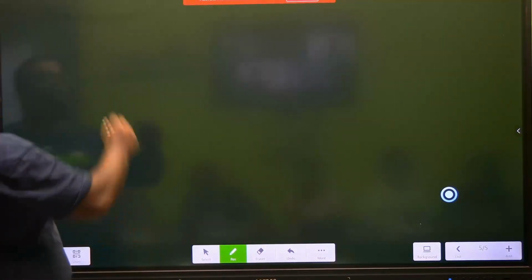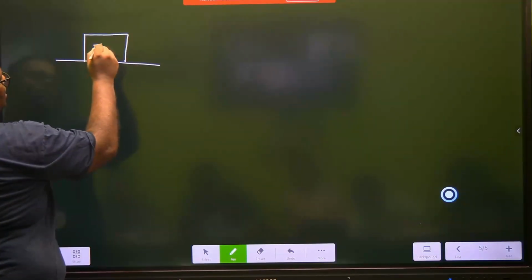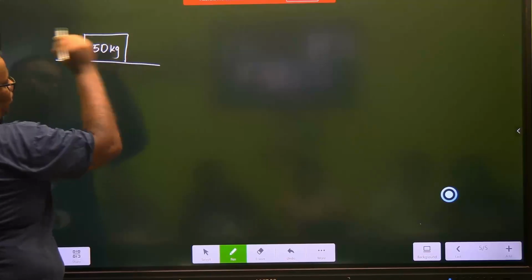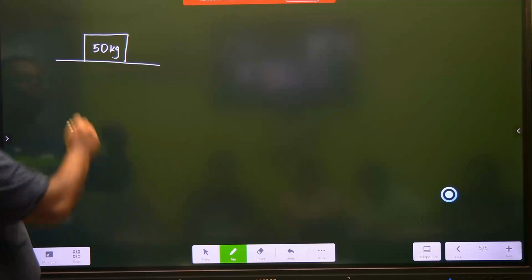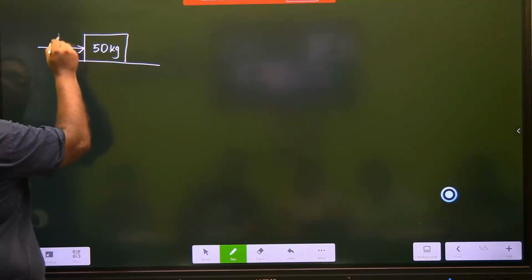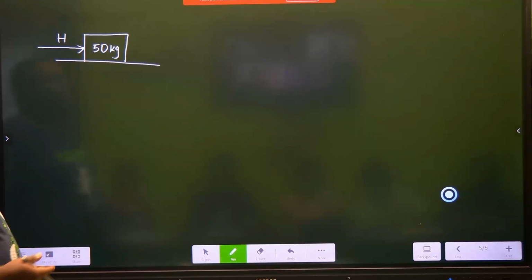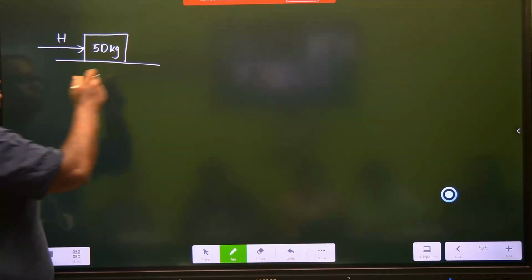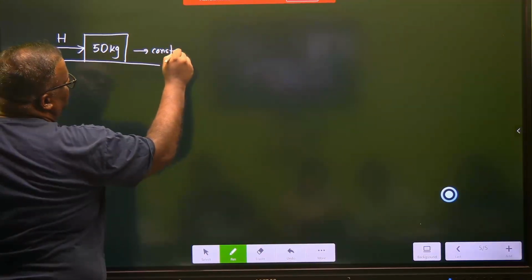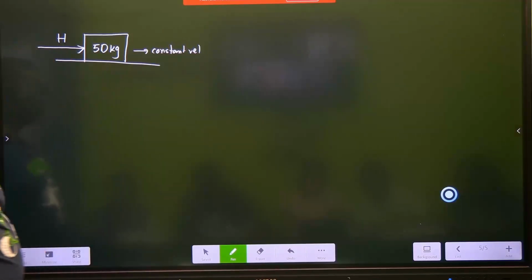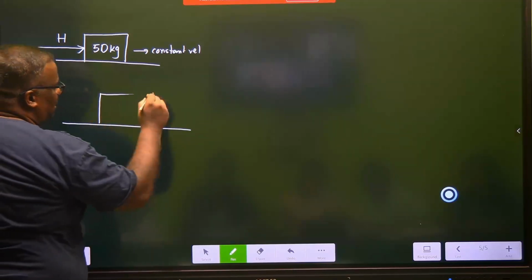A box of 50 kg is kept on a horizontal floor. The problem is very interesting. Listen to it. When pushed by a horizontal force H, it moves with constant velocity. I'll see who can actually explain this problem to me.